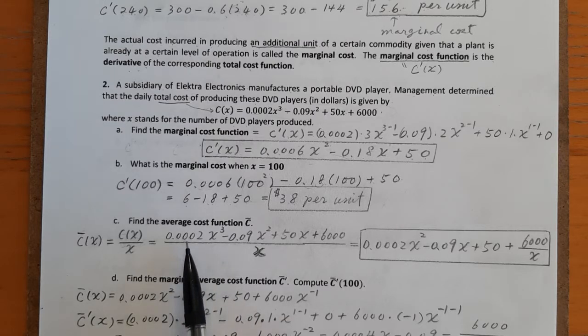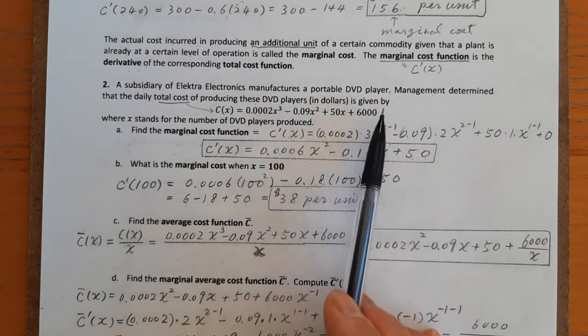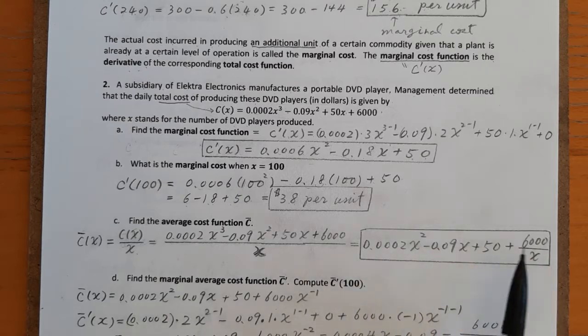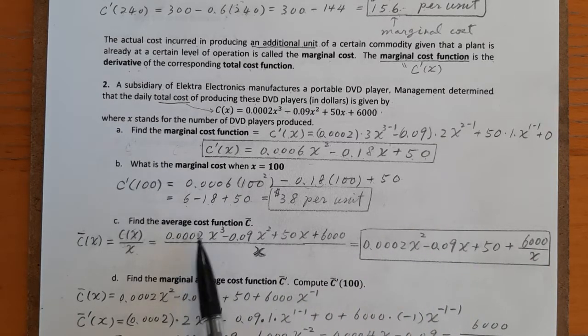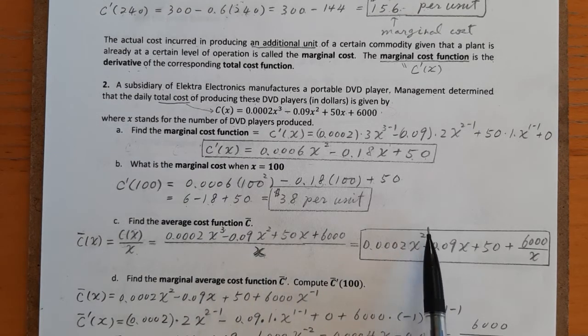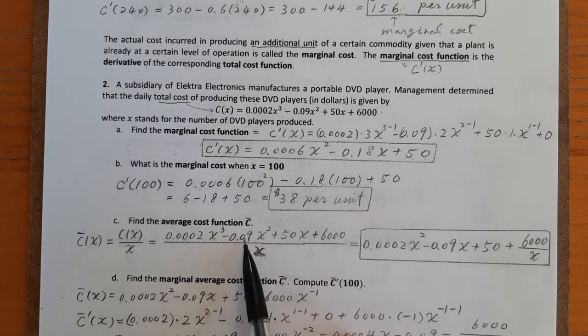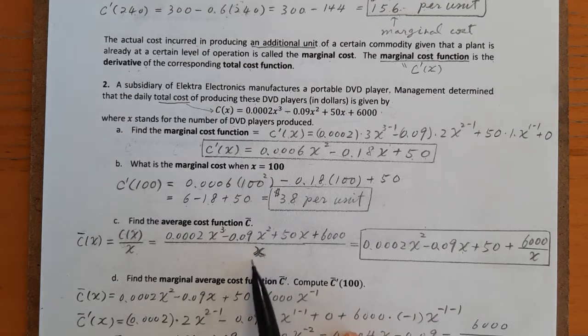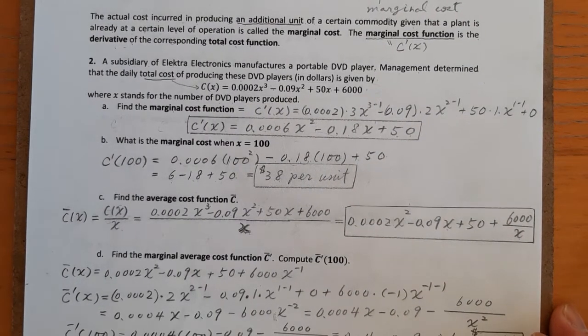So you do this total cost function C of x divided by x. Total you make x units, and you get the average cost function. So 0.002 x cubed cancel x, remain x squared, and minus 0.09 x squared cancel x, remain x. 50x cancel x, get 50, plus 6,000 over x, get this. That's the average cost function.